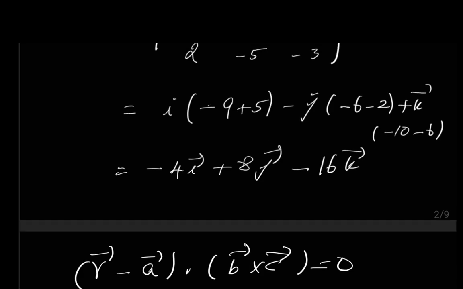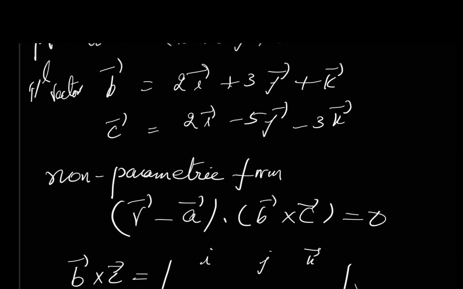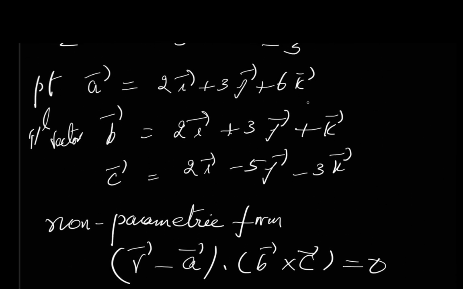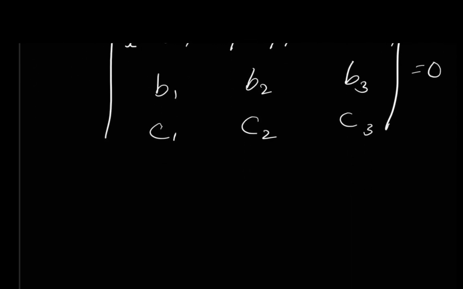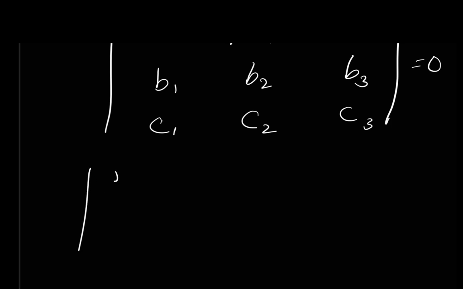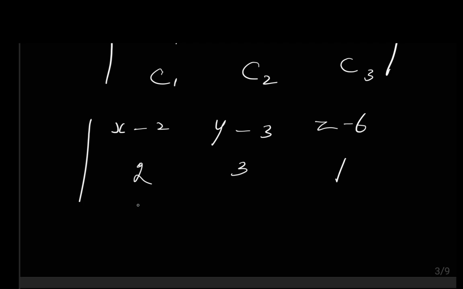So here our a is 2i plus 3j plus 6k. Substitute here x minus 2, y minus 3, z minus 6. Then b1, b2, b3, so 2, 3, 1. c1, c2, c3, 2 minus 5, then minus 3 is equal to 0.